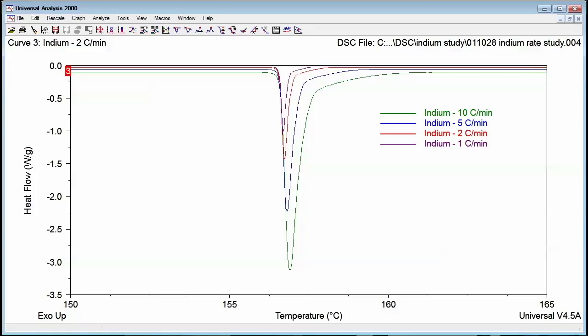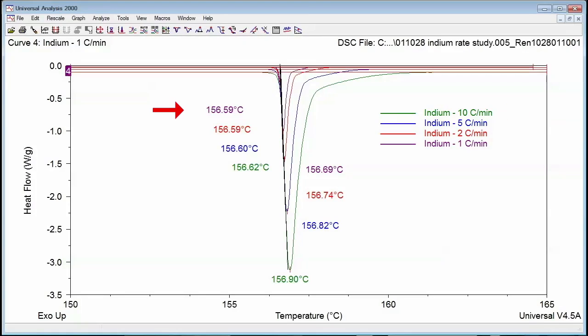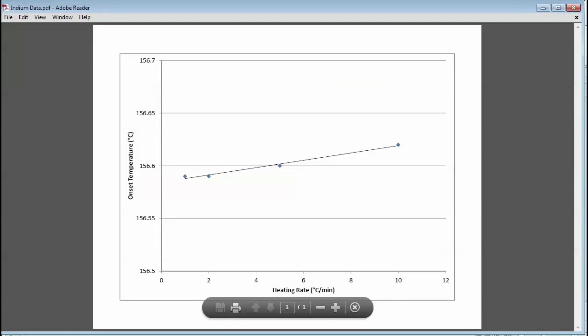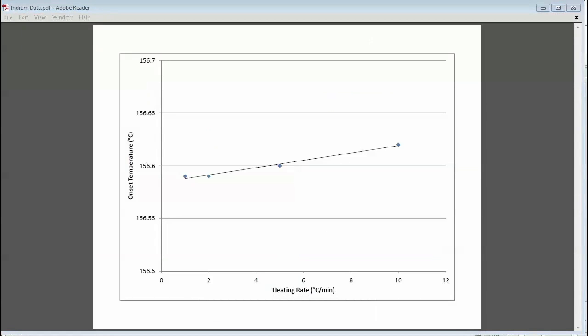For the Q2000 and Discovery DSC, the measured onset temperature is accurate to within plus or minus 0.1 degrees C under all conditions. A plot of onset temperature versus heating rate demonstrates this temperature accuracy as well. The combination of the baseline verification, along with the cell constant and temperature measurement verification, guarantee that your TA Instruments DSC is providing you peak analytical performance.